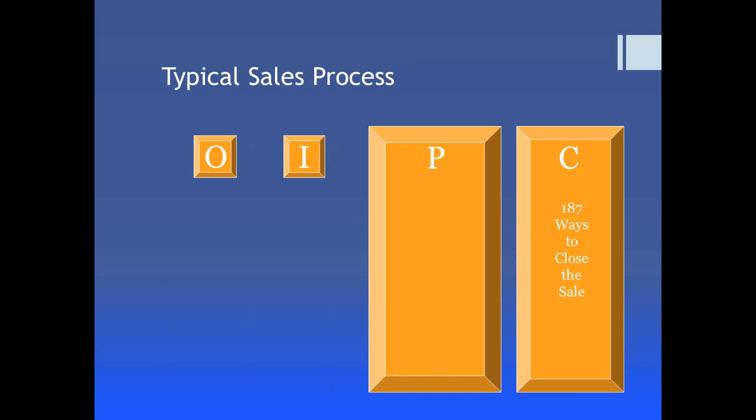The second part of the typical sales process, information gathering, is usually a couple of very quick memorized questions, the answers to which most people don't care about. So we're going to ask a couple of quick questions. As a salesperson, we're usually not even listening because what we really want to do is get to the important part, which is where we present.